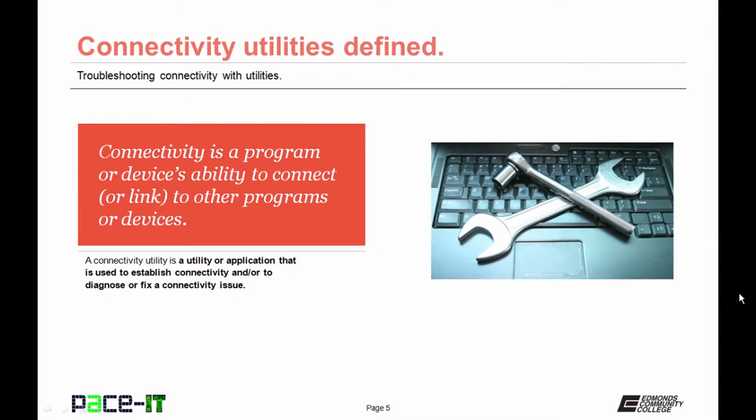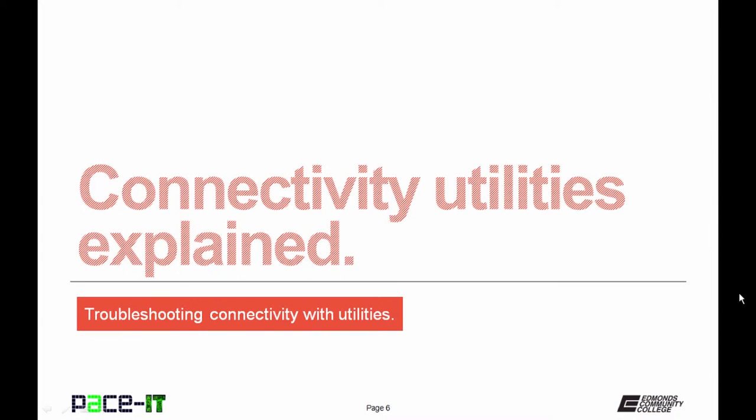Before we can define the utilities, we need to define connectivity. Connectivity is a program or device's ability to connect or link to other programs or devices. A connectivity utility is a utility or application that is used to establish connectivity and/or to diagnose or fix a connectivity issue. With that out of the way, let's move on to connectivity utilities explained.